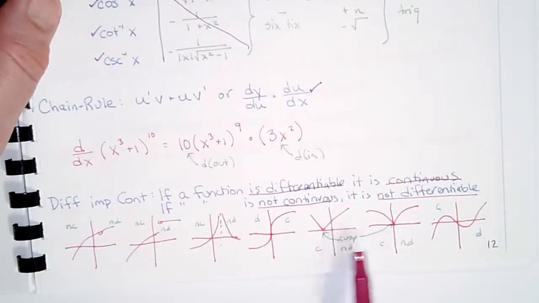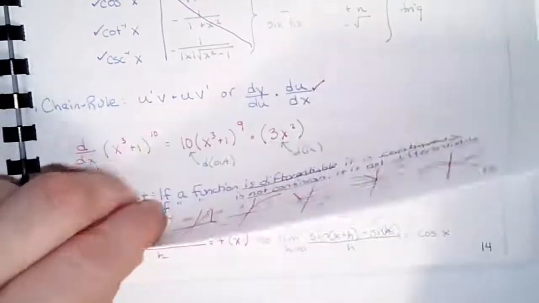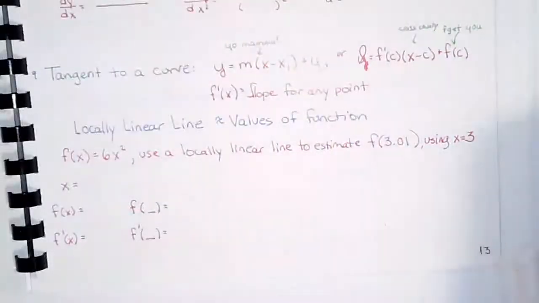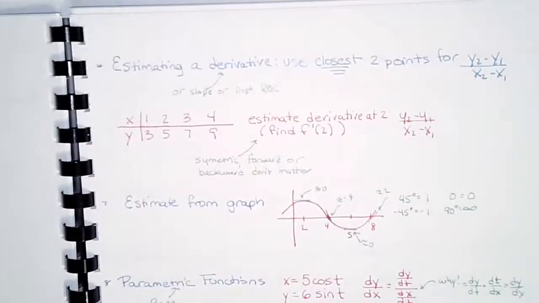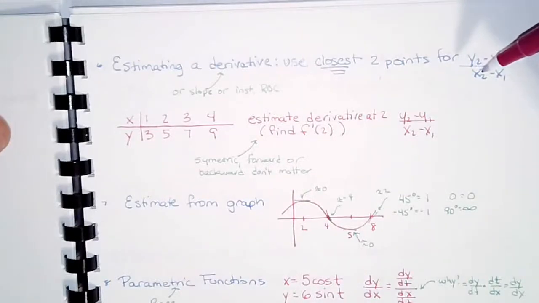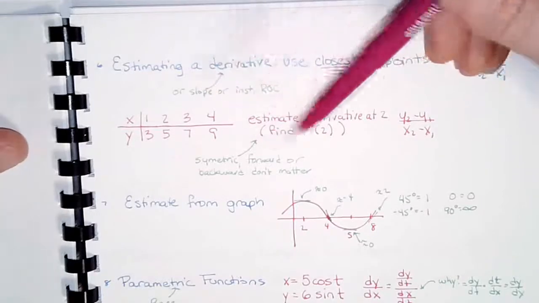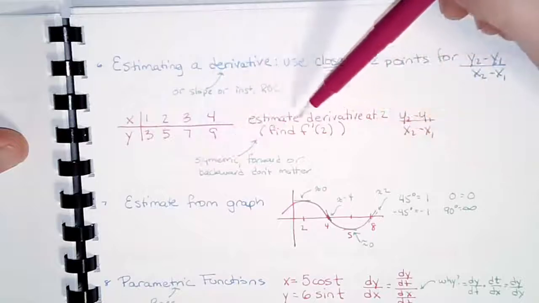Last part of the video without problems, I'll do a separate video with problems we're going to work on, is you will see that the AP is going to ask you over and over and over to estimate derivatives using the closest 2 points, which would be the difference quotient. It's going to happen a lot. We have to make sure we use the appropriate symbol here. So, for example, they're going to give us tables of values and say estimate the derivative at 2. So that means find or estimate f prime of 2.